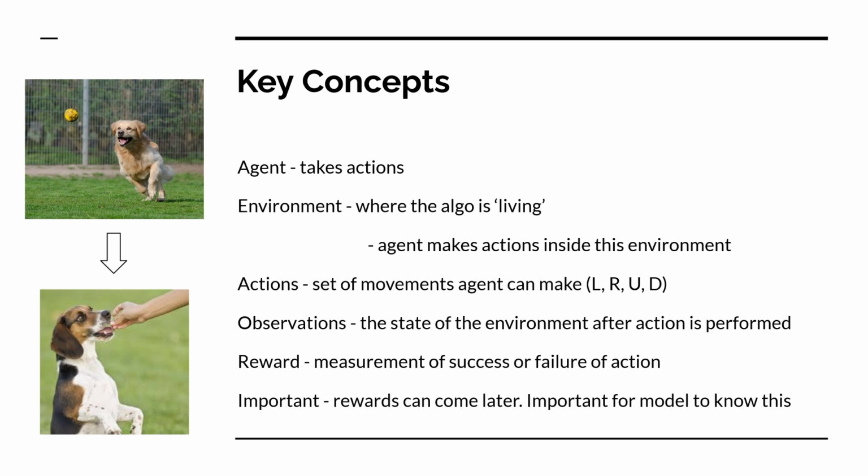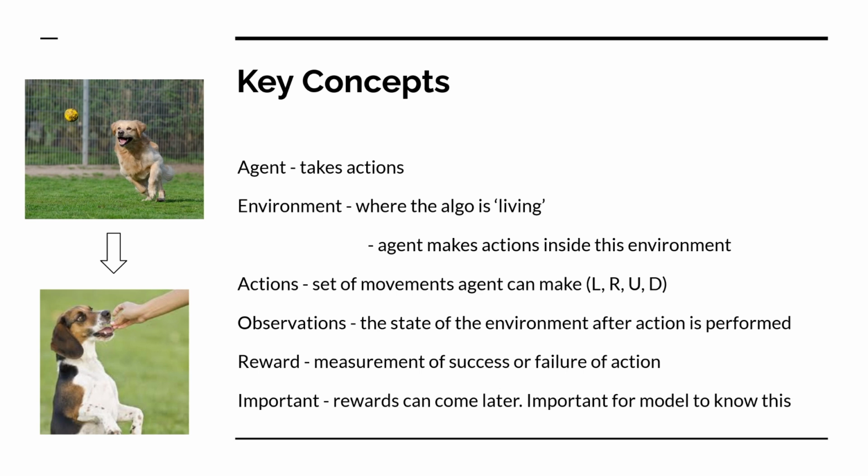Now, the actions are the set of movements it can make, for example, left, right, up, down. And now we have observations. The observation is essentially the state of the environment after the action is performed, and these observations are then passed on to the agent. And then we have reward. We have a measurement of success or failure of an action. And it's important to note that rewards can come later, and this is important for the model to know.